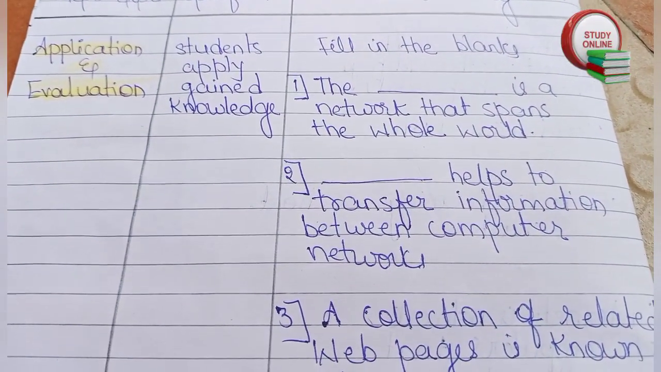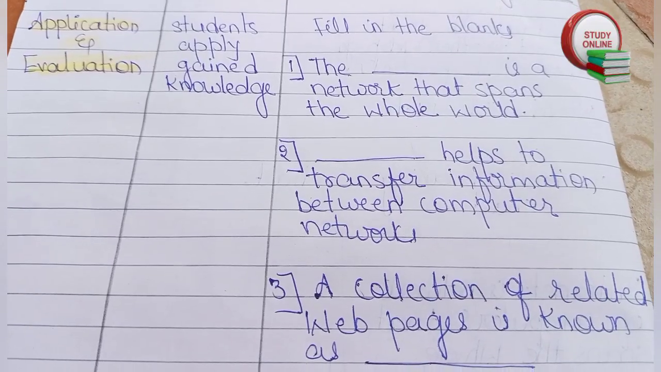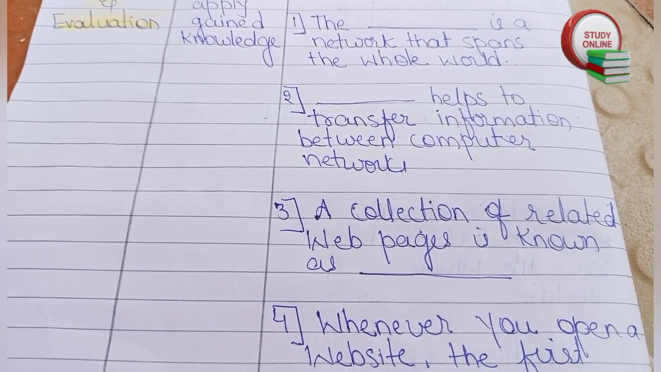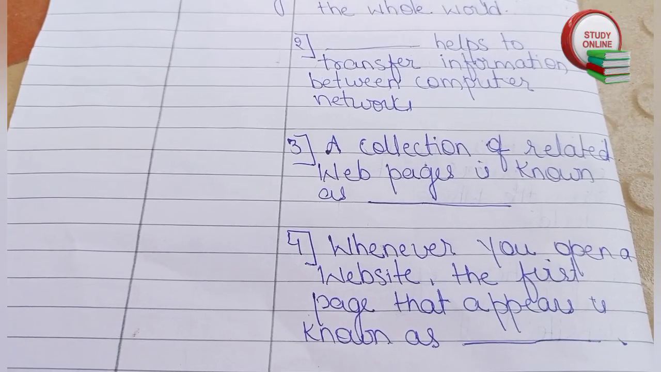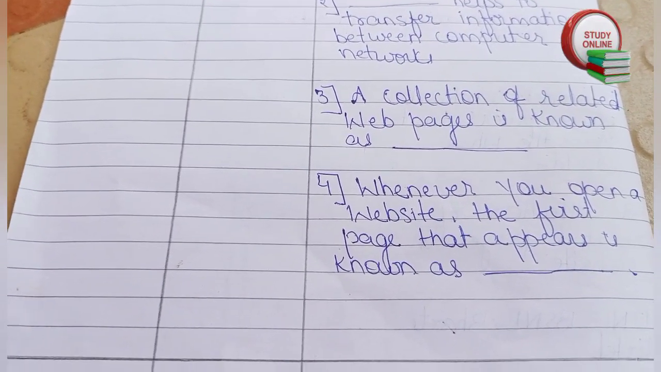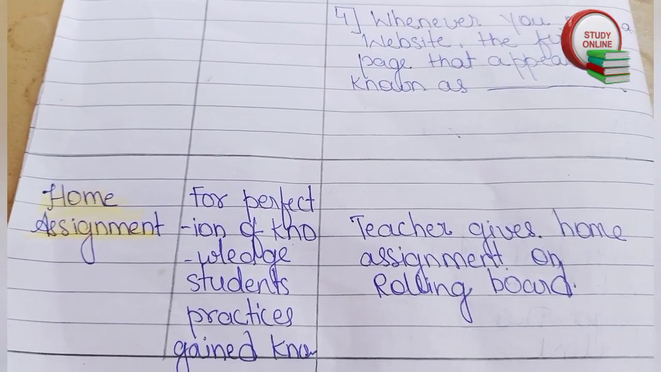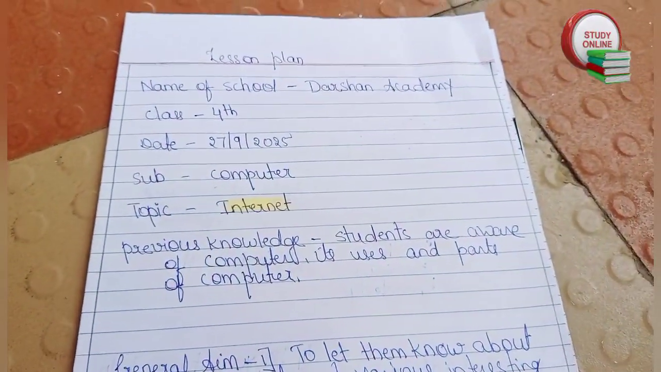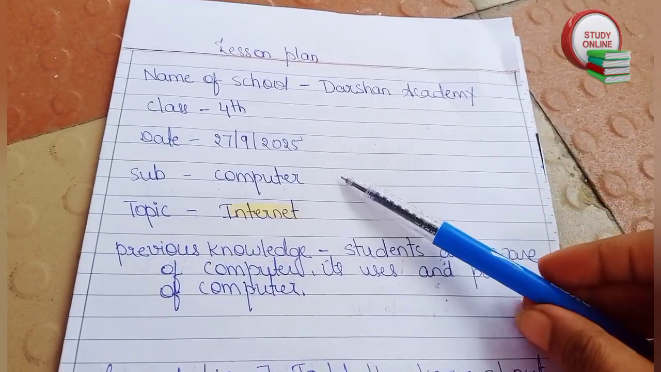For that we can give fill in the blanks to students. So I have added here 4 questions. You can see here 4 fill in the blanks that we have to ask to students. So like this we have to make our lesson plan. You can take a screenshot if you want. Home assignment: for perfection of their knowledge, the teacher will also have to give students homework. So this was our lesson plan for today.